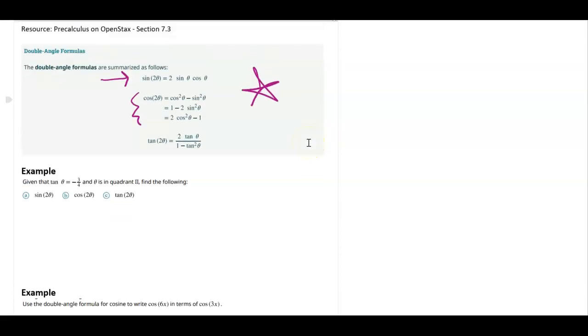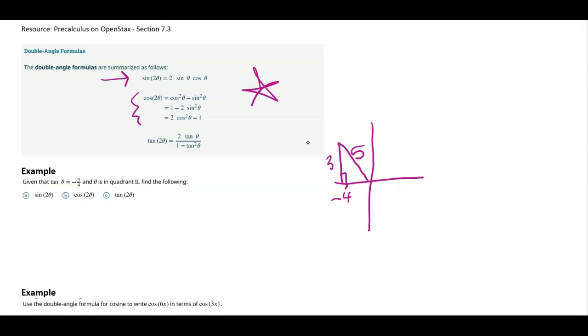So looking at this first example, I know that the tangent of theta is -3/4, and theta is in quadrant 2. So -3/4, actually that would be the positive side here. A 3, 4, 5 triangle is what we would have. And it wants me to find all of these other trigonometric identities here.